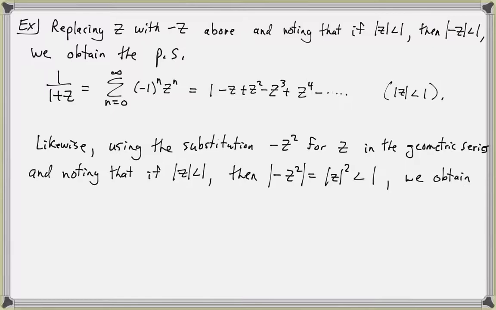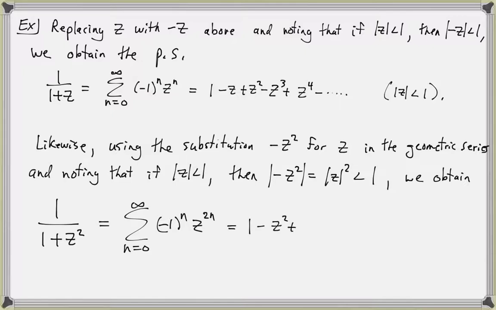So now this power series for 1 over 1 plus z squared, by the geometric series, will be equal to the sum n equals 0 to infinity. Now we have an alternating series, so we have negative 1 to the n, but instead of z to the n, it's going to be z squared to the n. So this will be 1 minus z squared plus z to the 4th minus z to the 6th plus z to the 8th, and so on. And again, this is valid for z in absolute value less than 1.